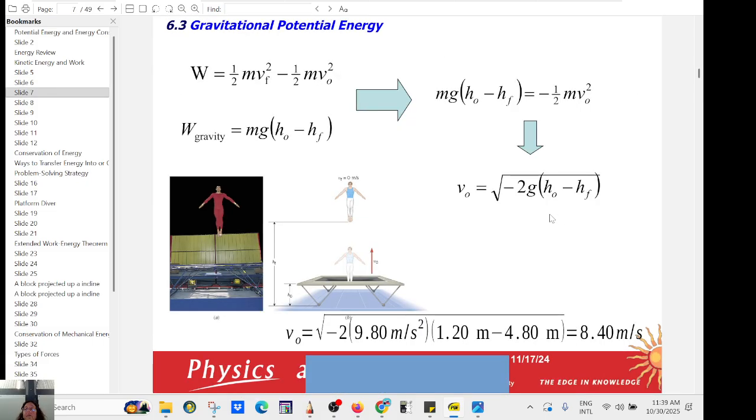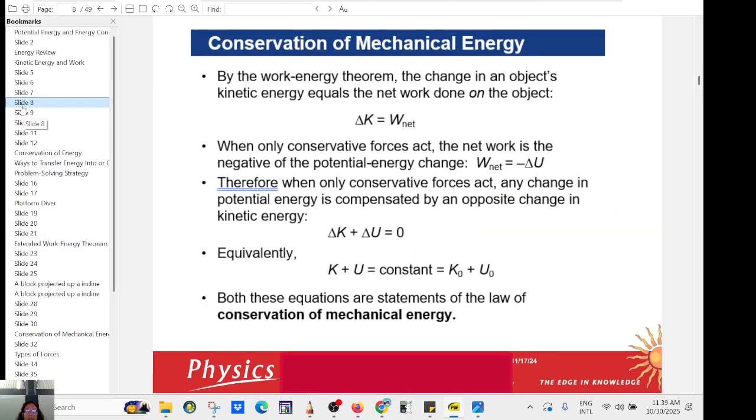Okay, we get to this famous equation. When you have kinetic and potential energy and you have free fall, you always get the velocity squared equal to 2gh. Okay, so that will be conservation of mechanical energy. You start from the work-energy theorem and you get to this conservation of mechanical energy.